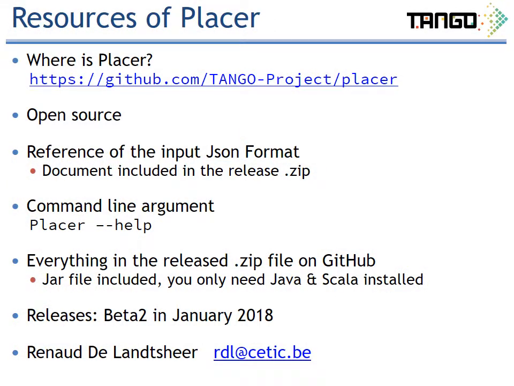If you want to know more about Placer, first, where is Placer? Placer is on GitHub. It's open source. It's in the Tango project repository on GitHub. The release file is a big zip file you will find on GitHub as well. It includes a lot of documentation. So you have a reference for the input JSON format, which is quite detailed. You have some command line argument help, which you can get by calling Placer with the help parameter. But basically everything you need to use Placer is included in the zip file.